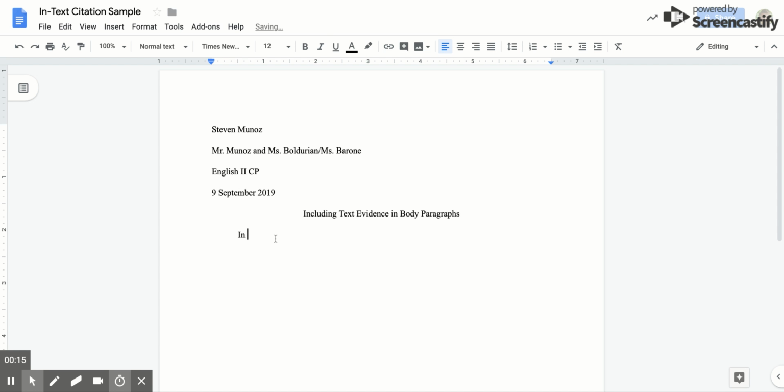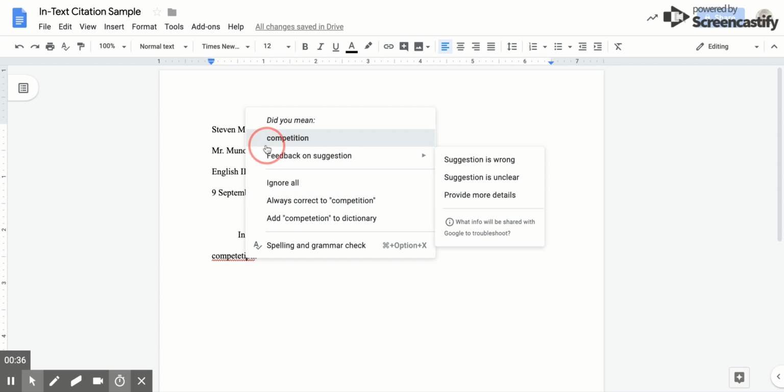So we'll start with the topic sentence. We'll write about Harrison Bergeron a little bit. In Harrison Bergeron, natural abilities are suppressed and society fears any sort of competition. All right, so we have our topic sentence down. Oops, we'll make a little correction here.